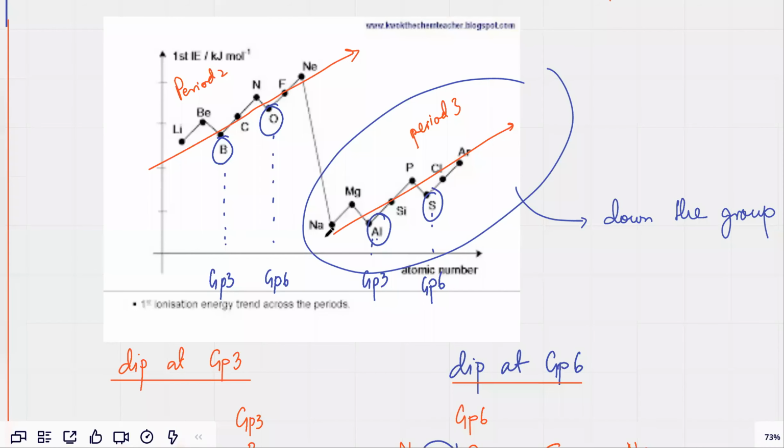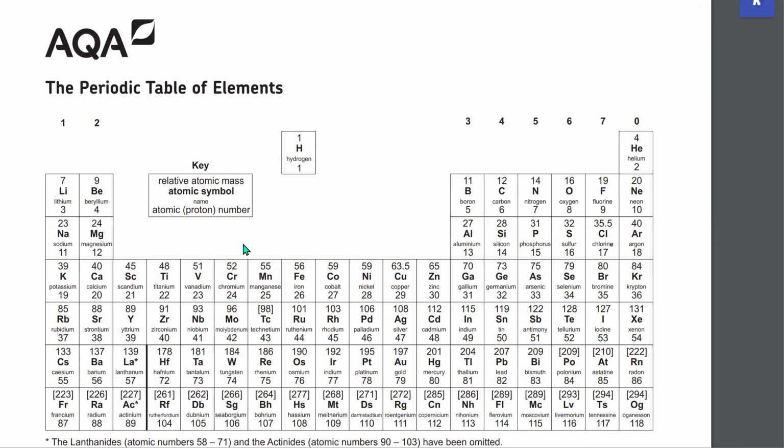For the next period, it's going to be exactly the same trend. Dips at group 3, group 6, everything would be exactly the same, except for one thing, and that is that the ionization energies are going to be lesser. Because when you move downwards, the size of the atom becomes bigger. So the electron is much further away, and it becomes easier to remove electrons.